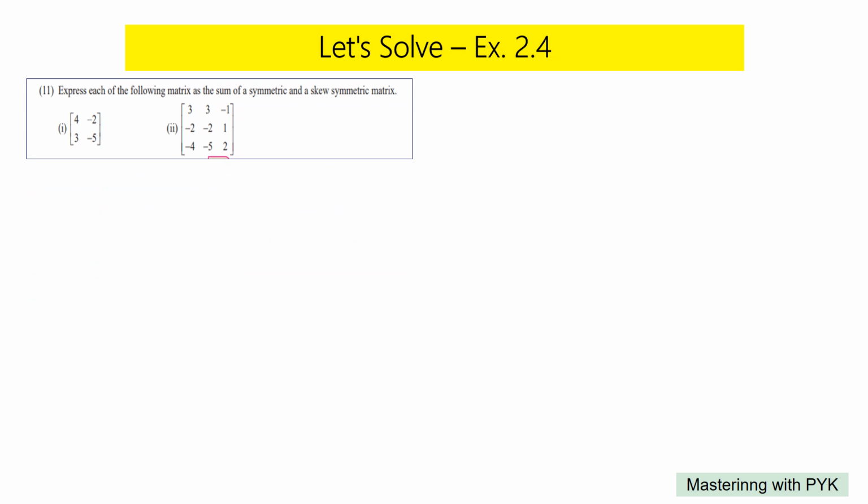Now here we have an interesting problem and a very important problem which you should not miss. It says that you have been given two matrices, say this is A and this is B. We have to express a matrix A as a sum of a symmetric and a skew matrix, right?